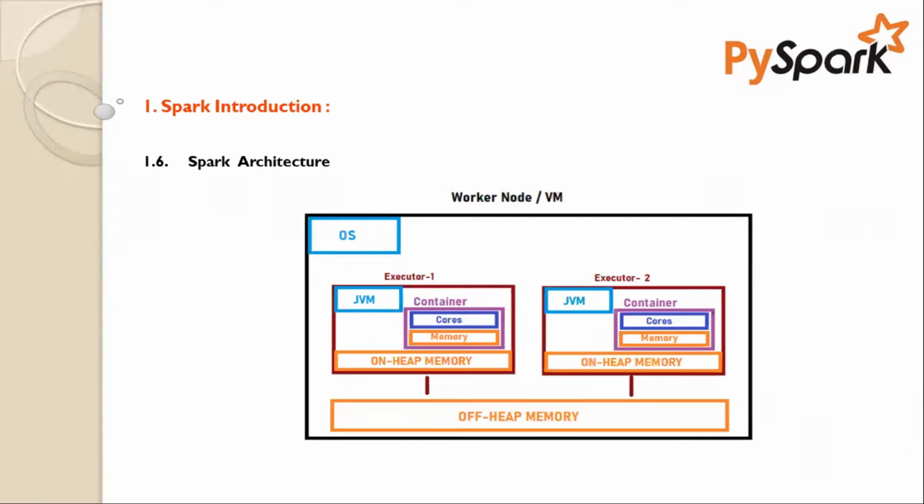What will an executor do? It will execute our task, whatever we assign, that means whatever the driver assigns. So this is the internal architecture of how a worker node typically looks when we submit any application. A container, as I said, is a group of configurations, that means a number of cores and an amount of memory, and if we run on a disk, then that is also considered. I explain in detail what is on-heap memory, what is off-heap memory, and everything about this diagram.